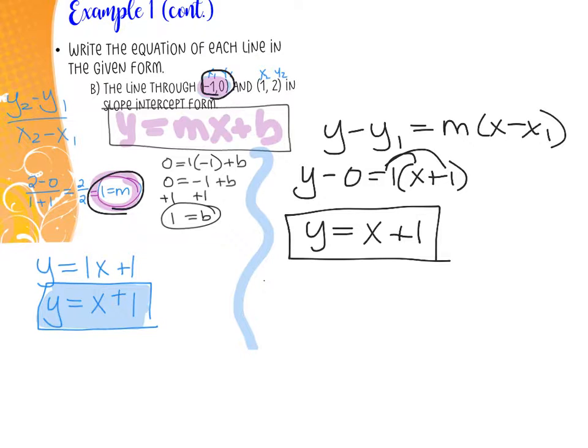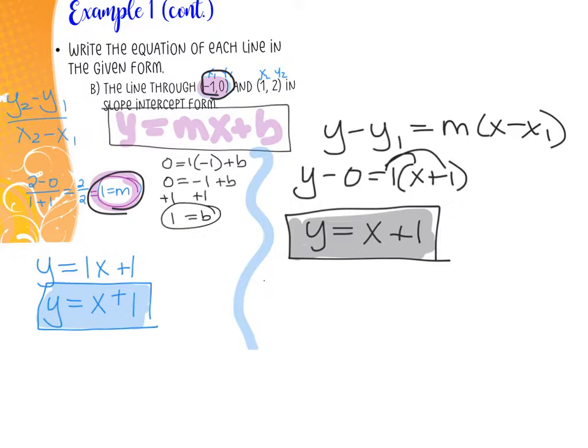So the difference with the methods is that with the first one I have to solve for b and then plug it back in. With the second method, point-slope, all you have to do is plug it in and solve for y. But they will both get you the right answer. It's just up to you which one you feel the most comfortable with.